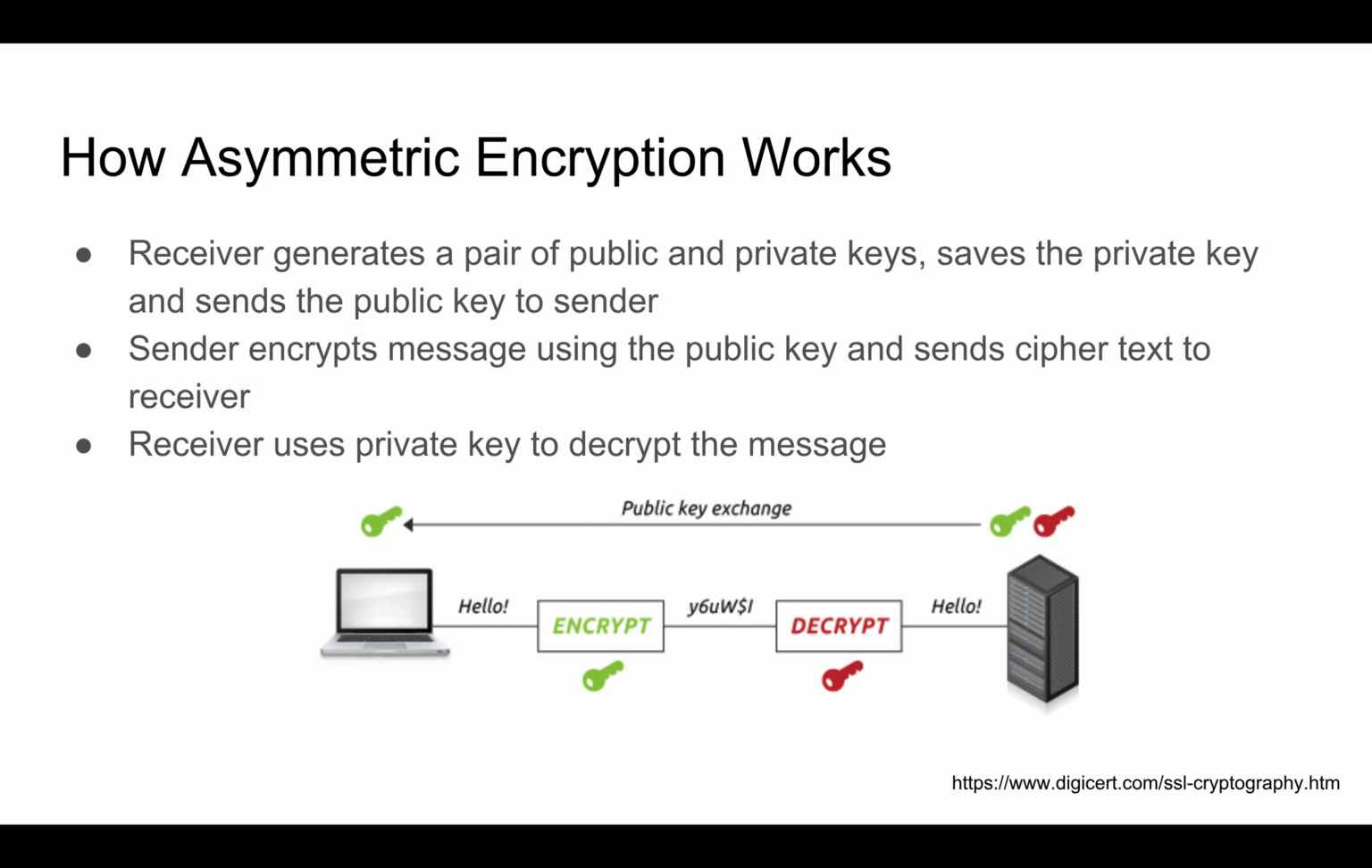So how does asymmetric key cryptography work? First, the receiver, represented as a server in the picture, generates a pair of public and private keys. It then keeps the private key, in red, and sends the public key, the green one, to the sender. Next, the sender, pictured as a laptop web browser, encrypts the message "hello" using the public key and sends the ciphertext to the receiver. Finally, the server uses the private key to decrypt the message.